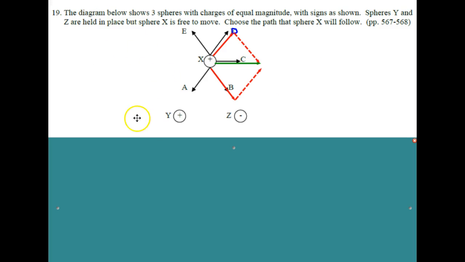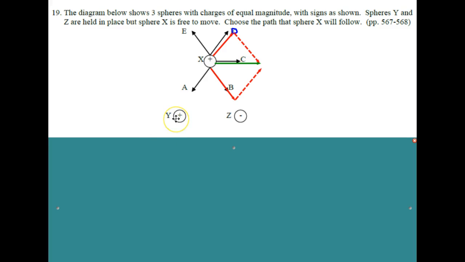And lastly, 19. The diagram below shows three spheres with a charge of equal magnitude with signs as shown. Spheres Y and Z are held in place, but sphere X is free to move. Choose the path that sphere X will follow.